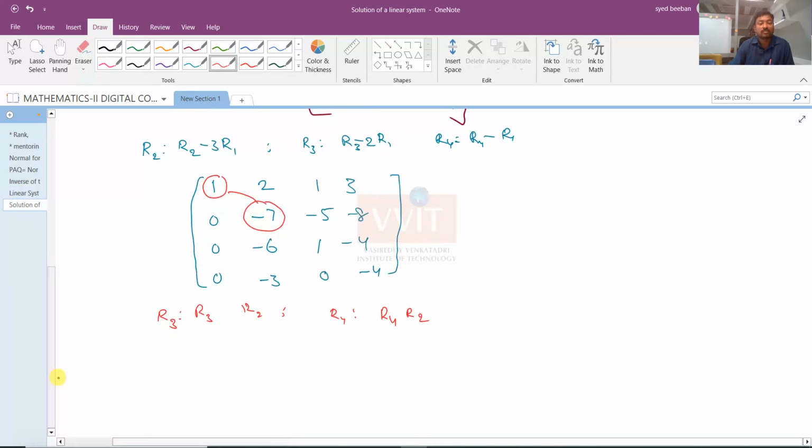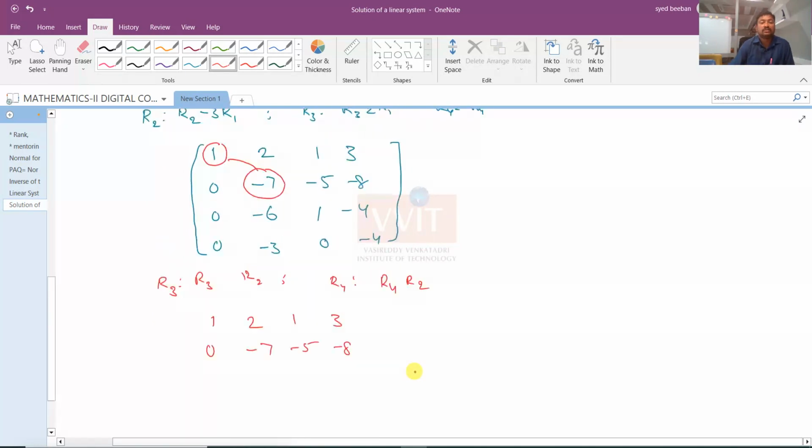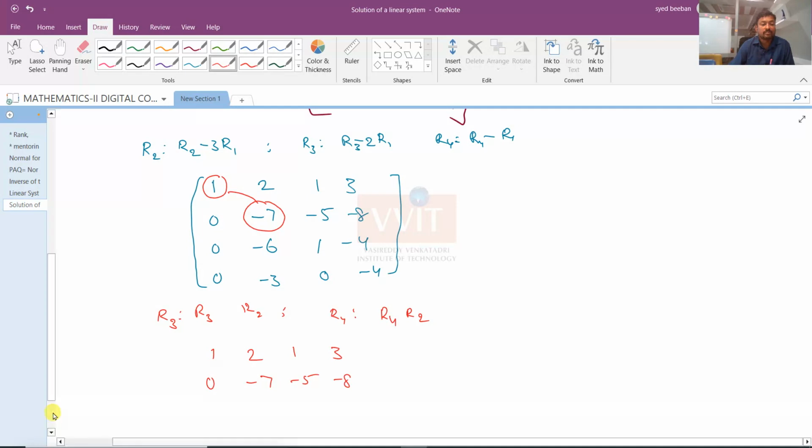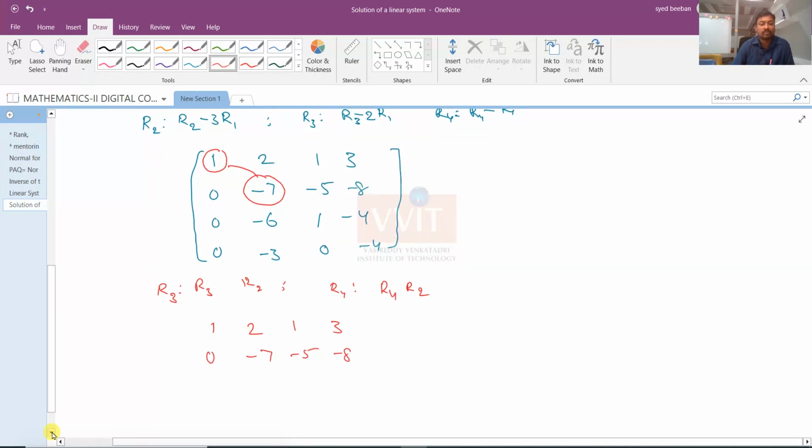So 1, 2, 1, 3, 0, minus 7, minus 5, minus 8. Earlier we made these two zeros, and now we made these two zeros. So only these four elements are supposed to be computed. Before that, here is minus 7, here is minus 6.